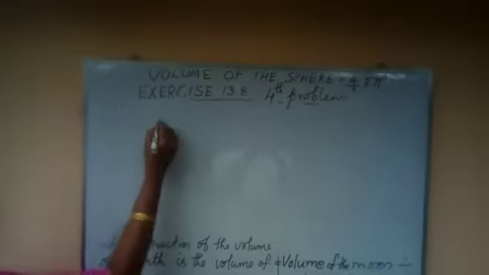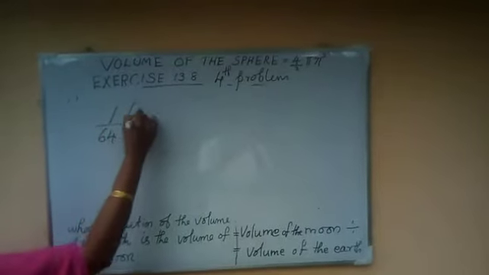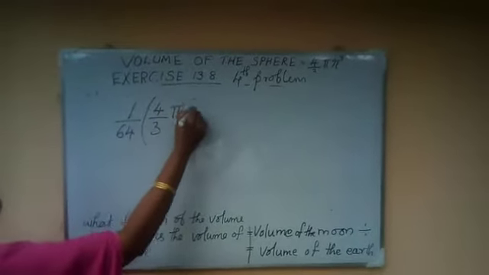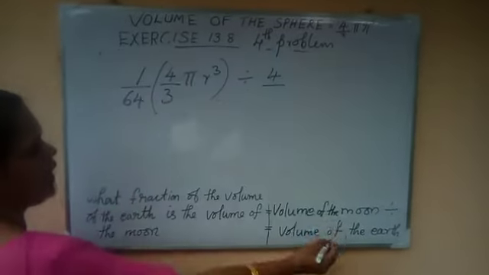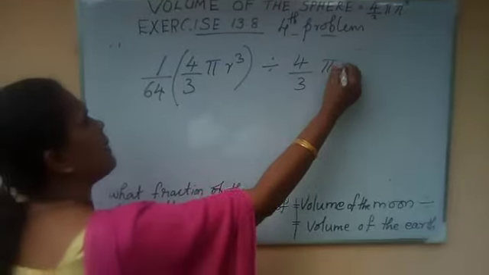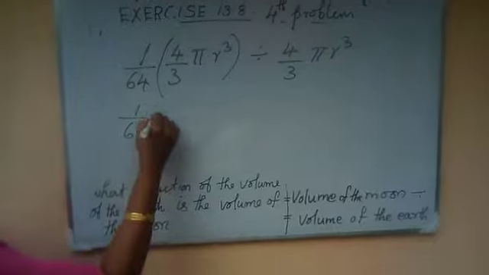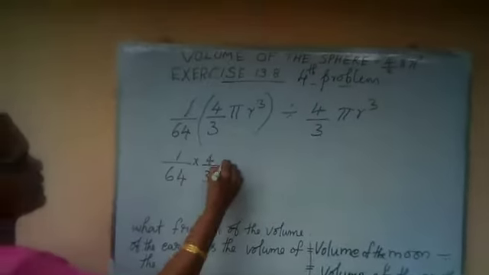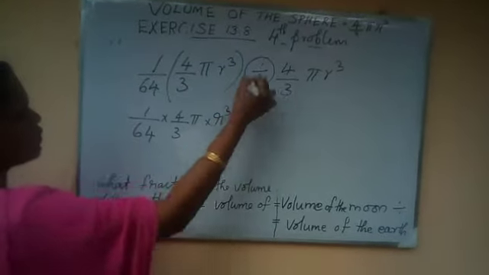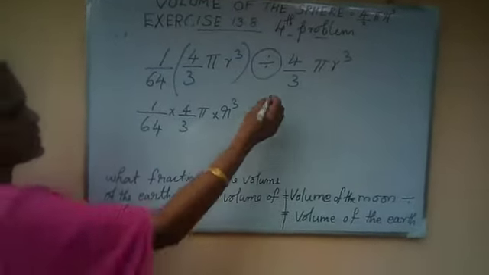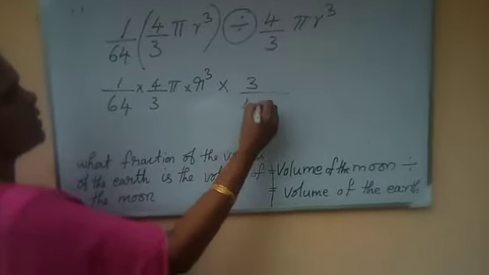Volume of the moon, that is 1 by 64 into 4 by 3 pi r cube, divided by volume of the earth, 4 by 3 pi r cube. Changing to reciprocal multiplication, the denominator goes to the numerator and the numerator to the denominator.